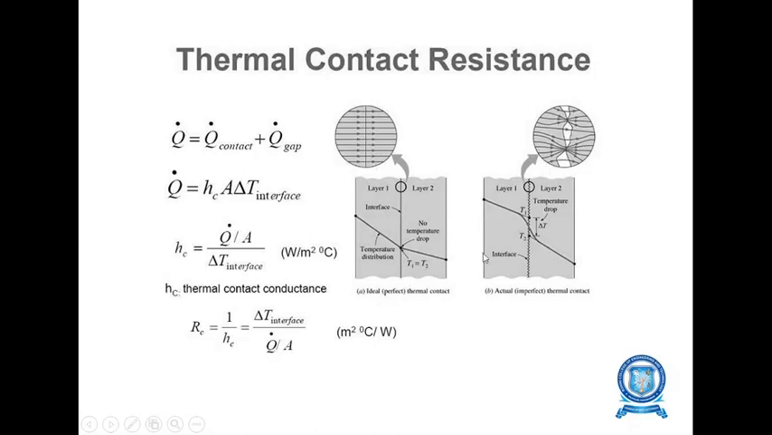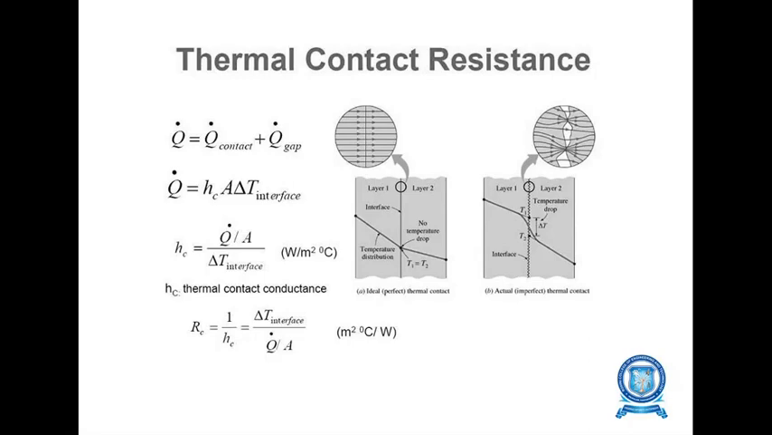This diagram shows the difference between perfect thermal contact and imperfect or actual thermal contact. For solving the problem, we assume the composite wall is ideal, or perfectly in thermal contact. But if the problem is given as imperfect thermal contact, or actual thermal contact, we have to use the following equation: Q is equal to Q contact plus Q gap.